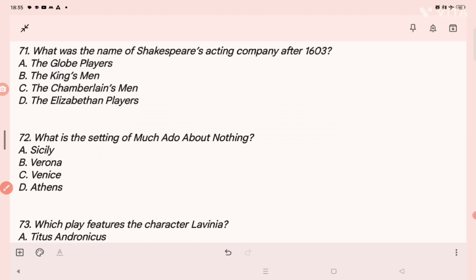What was the name of Shakespeare's acting company after 1603? Option B, the King's Men. After 1603, Shakespeare's acting company was known as the King's Men, named after King James I.